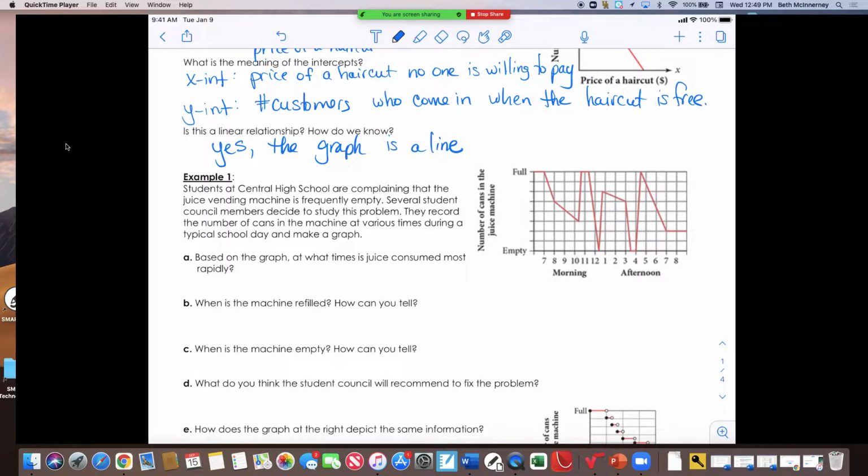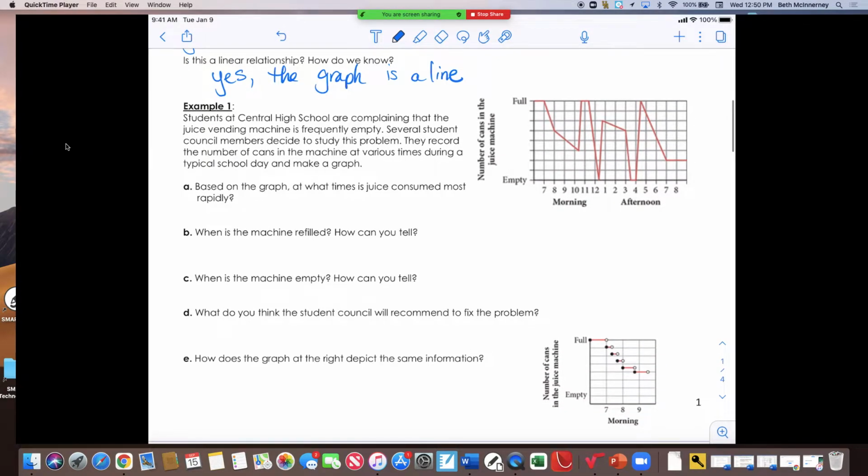So let me point out information on the graph. In the morning, this is 7 a.m. Normally it would start at 6 a.m., 6 a.m. to noon, and then this is like 1 in the afternoon, 2 in the afternoon, and so on. And then on the y-axis, this is the number of cans in the juice machine. So when it hits the x-axis, that's when it was empty. And then full, you can see there's periods of time where it is in fact full. I'm going to give you a couple of minutes head start on me, and I want you to try to answer these questions, A through E.